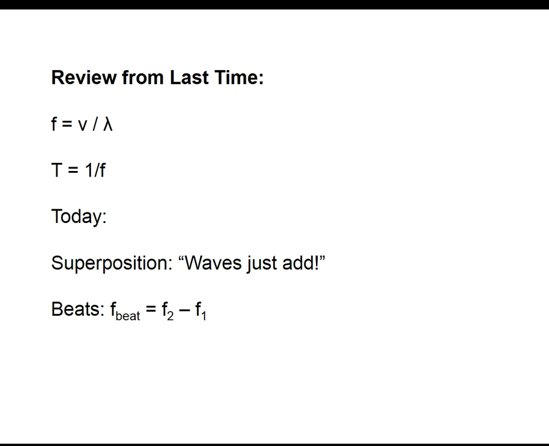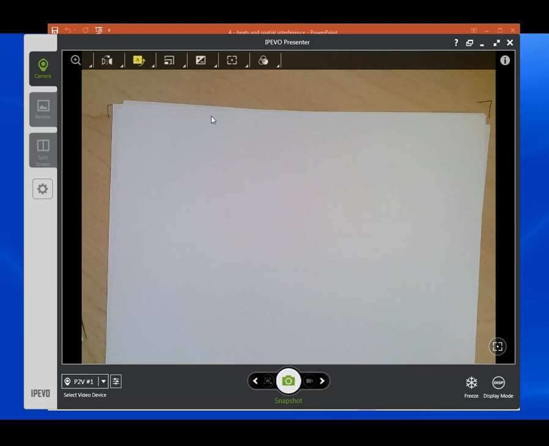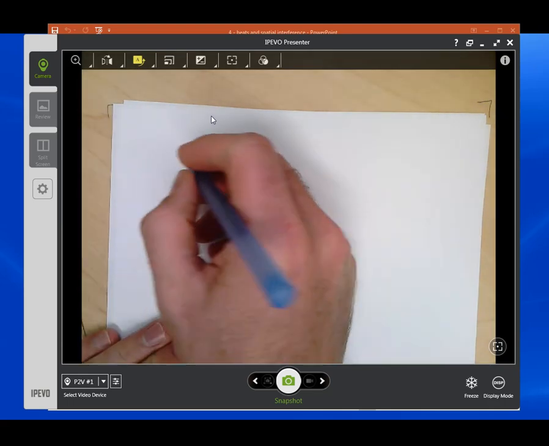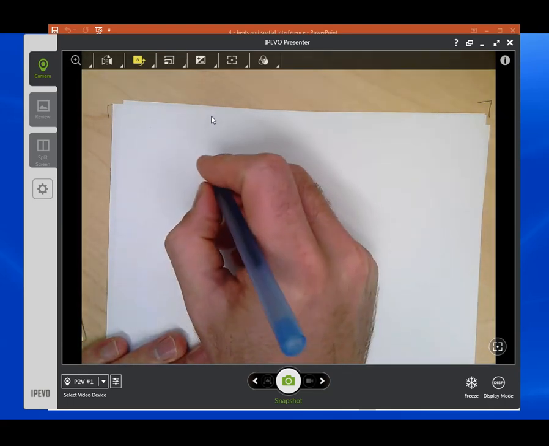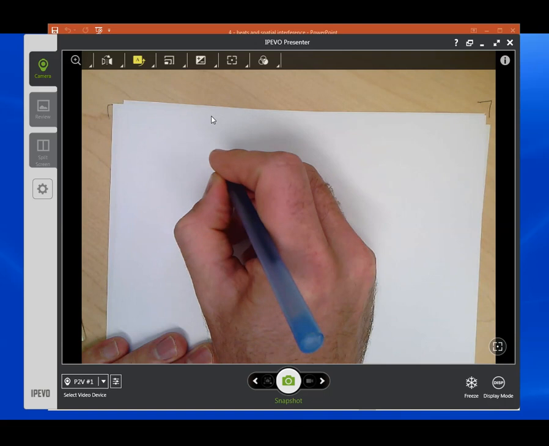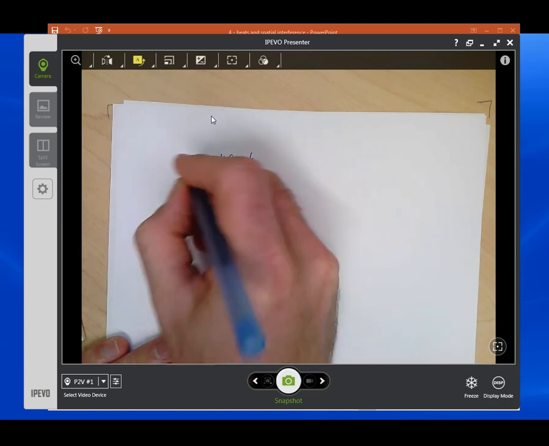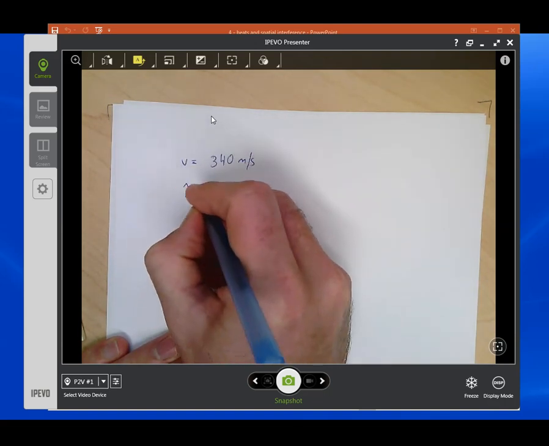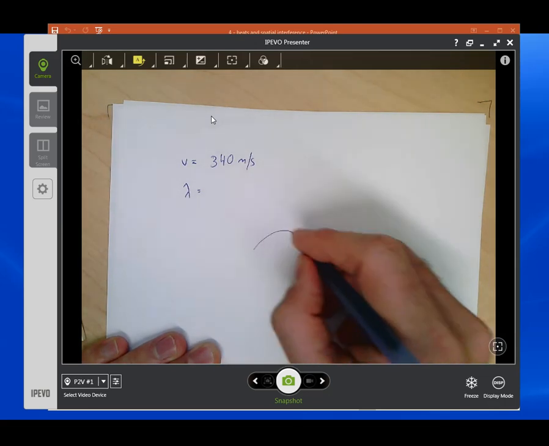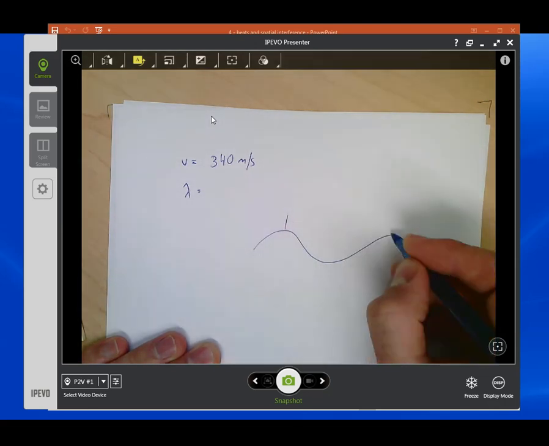So maybe I should just try a couple of examples just to refresh our memory here. We also know that the period is inversely related to the frequency. So going to the dot cam here, let's just practice a couple examples. If I was given that the speed of a wave was, for example, 340 meters per second, and I was given the wavelength, the distance between the peaks, right?